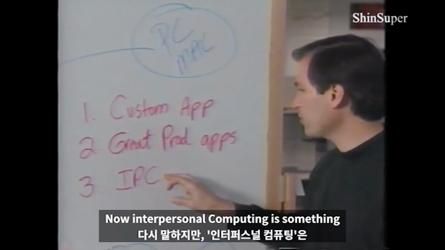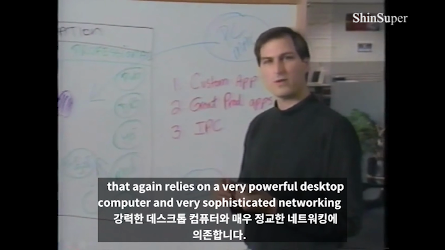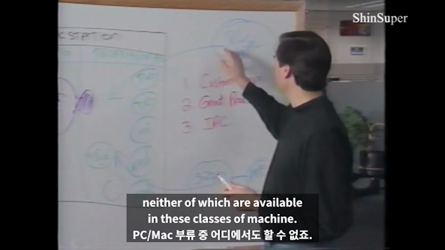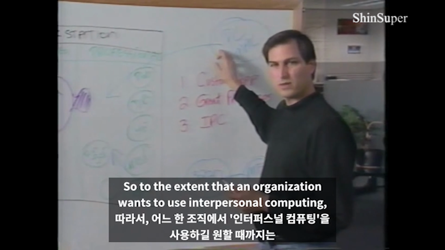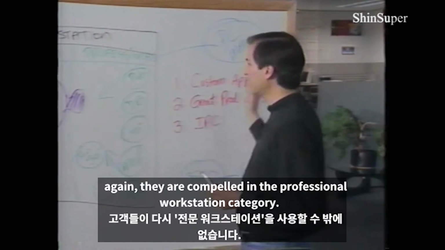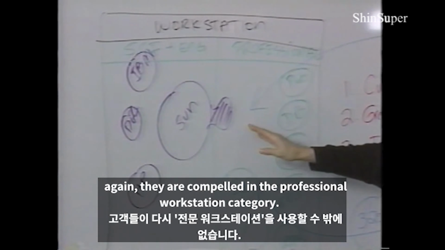Now, interpersonal computing is something that, again, relies on a very powerful desktop computer and very sophisticated networking, neither of which are available in these classes of machines. So to the extent that an organization wants to use interpersonal computing, again, they are compelled into the professional workstation category.